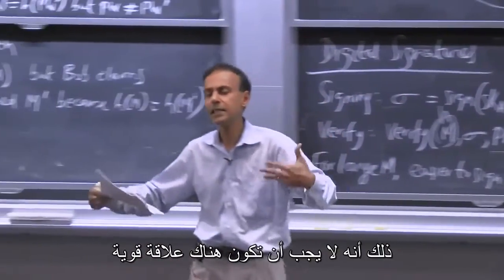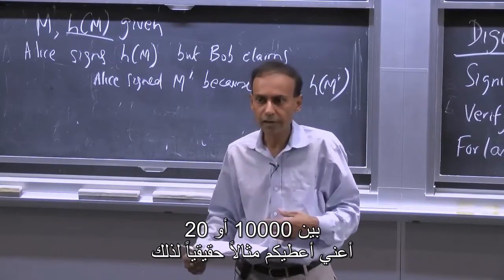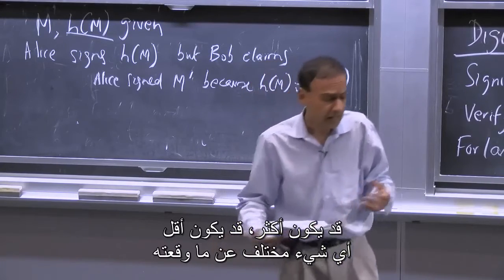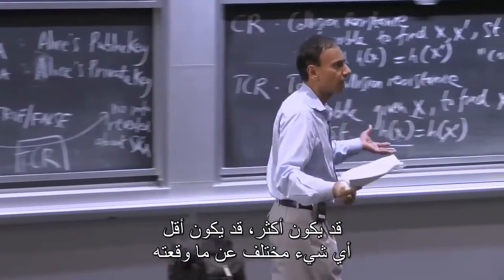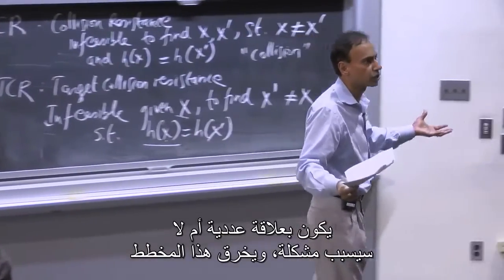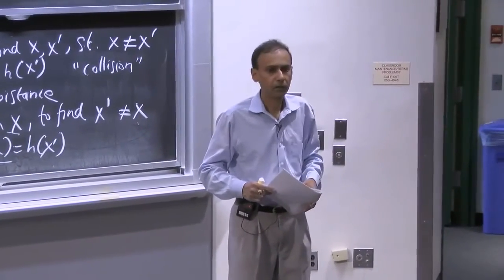So your thing is very close. It's just that there doesn't need to be a strong relationship between the 10,000 or the 20. I gave you a concrete example of that, but it could be more, it could be less. Anything that is different from what you sign, be it with a numeric relationship or not, would cause a problem and break the scheme. All right? Are we good?